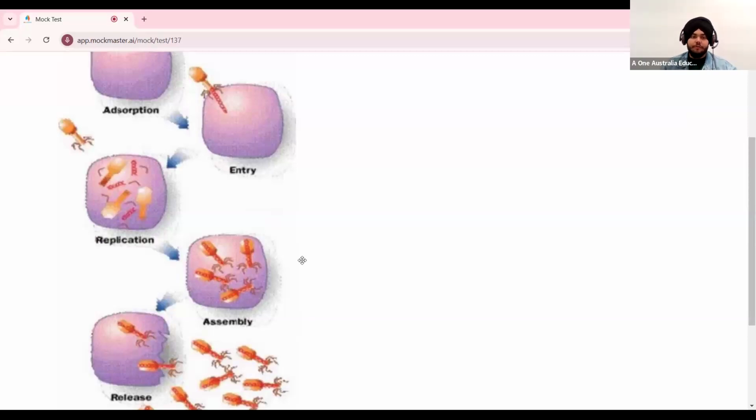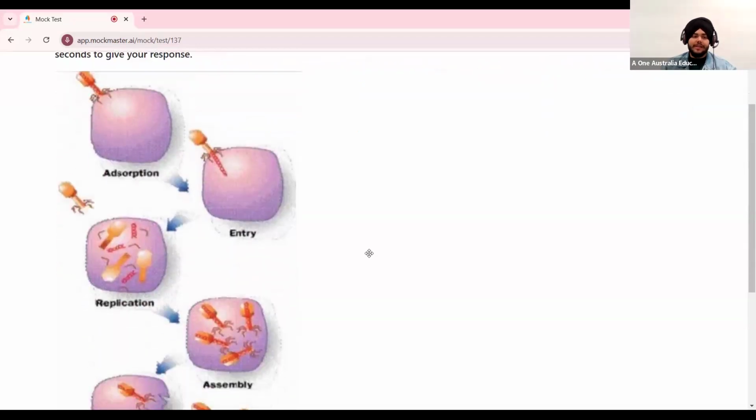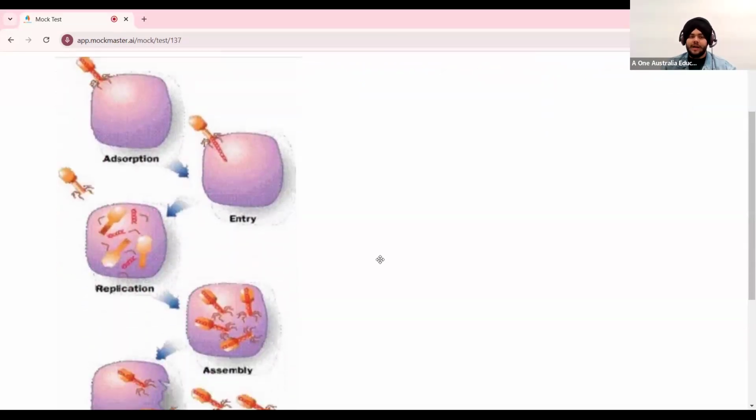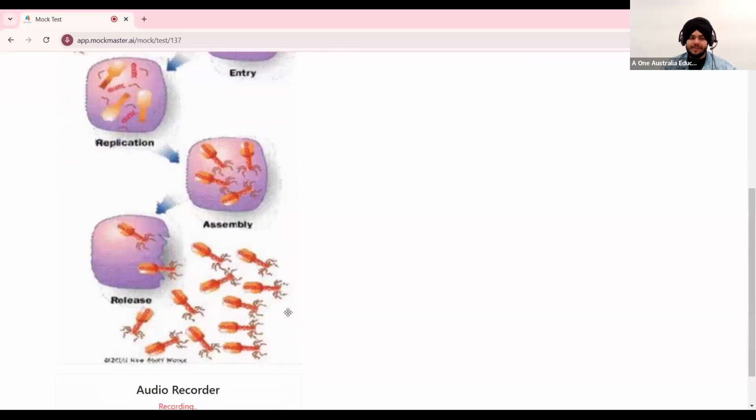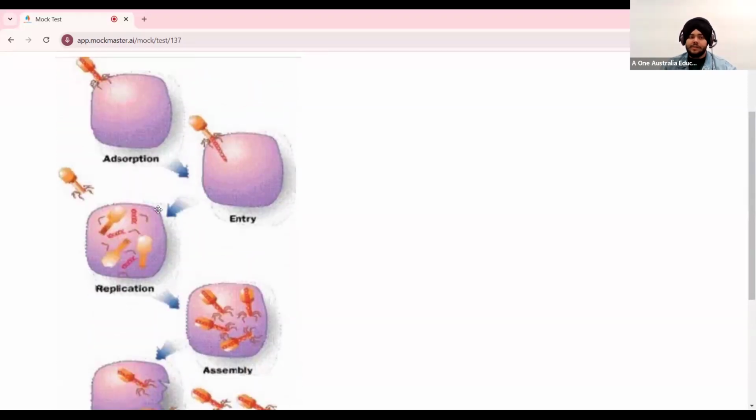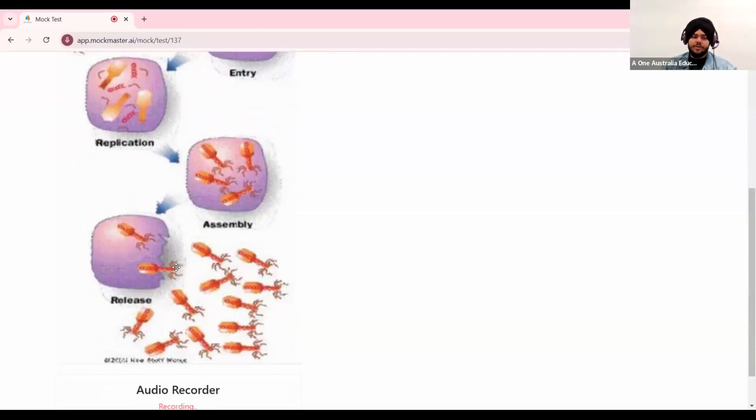The given image in front of me is a diagram which tells me about a process. It can be clearly seen that there are small things that are going through the processes. The first process is absorption and then it's entry and replication. After replication, the next process is assembly where they get together. And then there is release where all of them are released into the system.